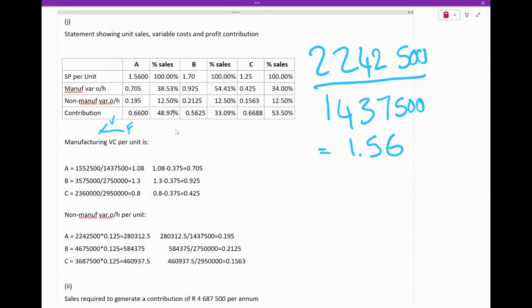I left the others because I'm sure you guys know how to proportion. That was just to show you how we calculate the rest of it. So now that we have our table complete, remember, that's just the first bit. Prepare a statement showing unit sales, variable costs, and profit contributions, including these values as a percentage of sales. So you've done the first part. Everybody happy there?